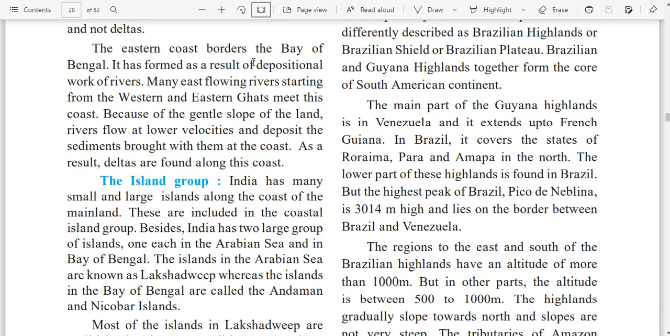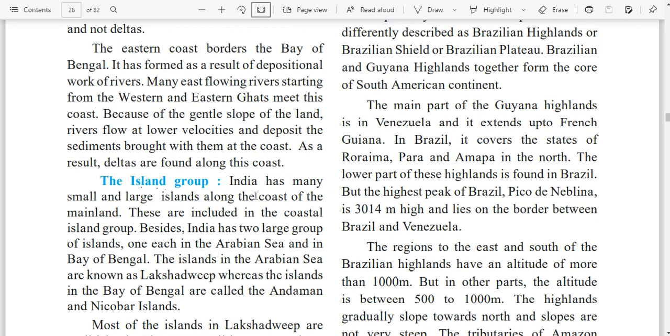The eastern coast borders the Bay of Bengal. It has formed as a result of depositional work of rivers. Many east flowing rivers starting from the western and eastern Ghats meet this coast. Because of the gentle slope of the land, rivers flow at lower velocities and deposit the sediments brought with them at the coast. As a result, deltas are found along this coast.